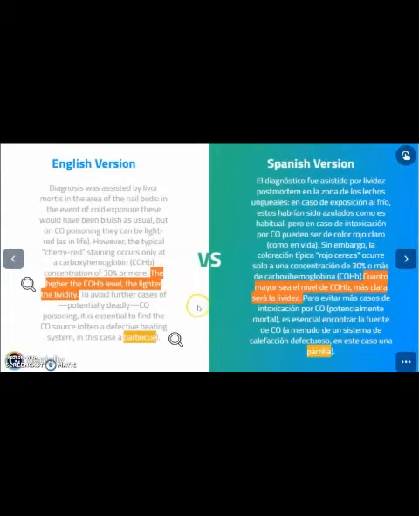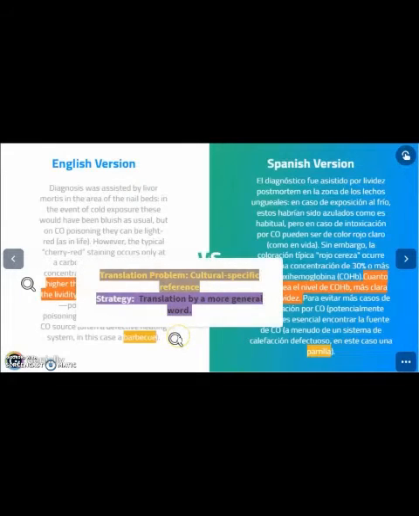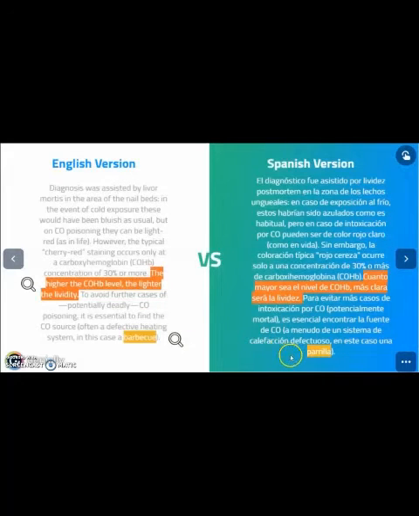Moving on, we also found another translation problem related to a culture-specific reference, which was barbecue. We decided to translate this with a more general word, so we used the word parrilla, which makes more sense to our culture than barbecue.